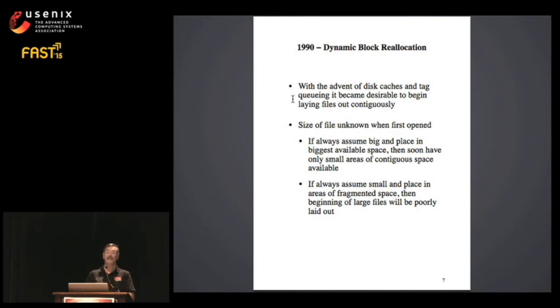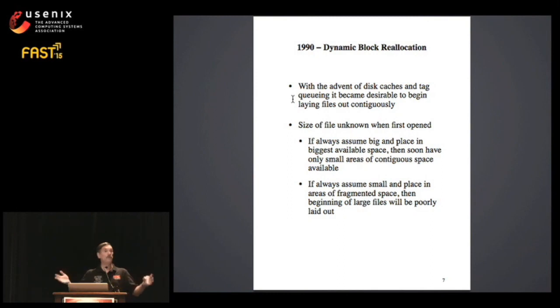Once we started having disk caches and tag queuing and so on, it really became desirable to do absolute contiguous file layout. And the problem is that when someone does an open, they don't have the courtesy to tell you how big they're going to make the file. And so when that first write comes in, you have to make some kind of a decision about where you are going to put that block.